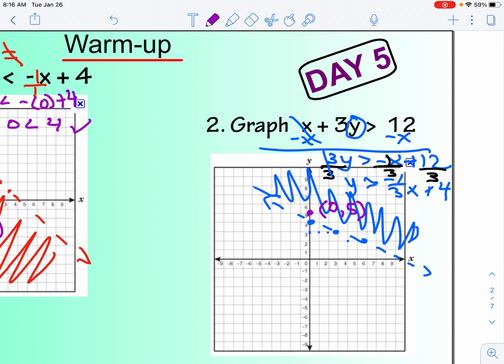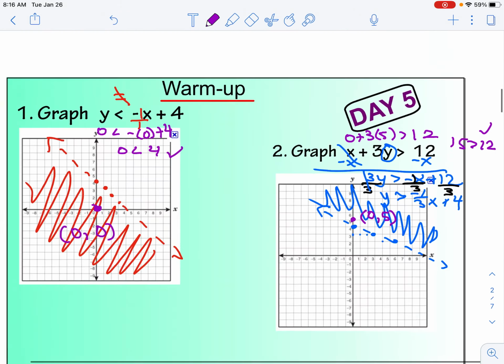This is the ordered pair 0, 5. So I'm going to check that point and plug in the x and y's. So if I put in 0 for x, and 5 for y, is 15 greater than 15? And no, is 15 greater, no wonder it didn't work out, than 12. I recopied that incorrectly. And so since 15 is greater than 12, then yes, I've shaded it correctly.